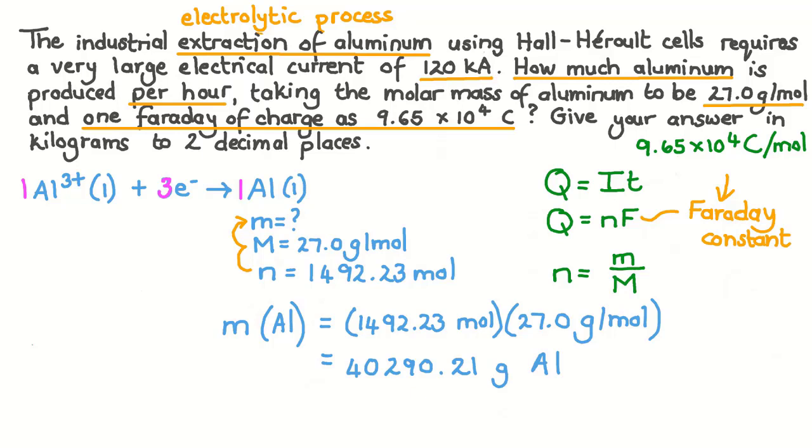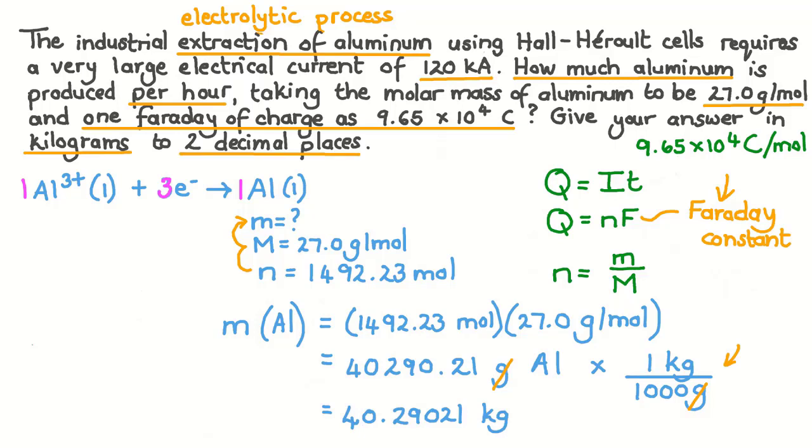However, we were asked to give an answer in kilograms, so we can multiply the mass of aluminum in grams by this conversion factor. Grams cancel out, giving an answer in kilograms, which we must remember to round off to 2 decimal places, which is then 40.29 kilograms of aluminum produced in 1 hour.